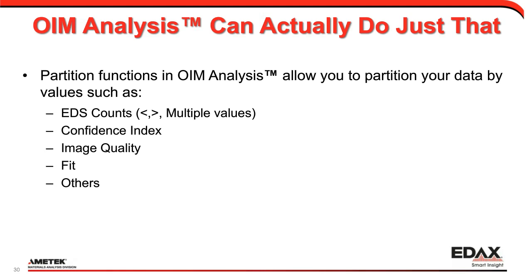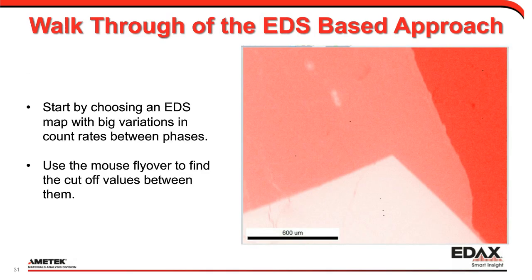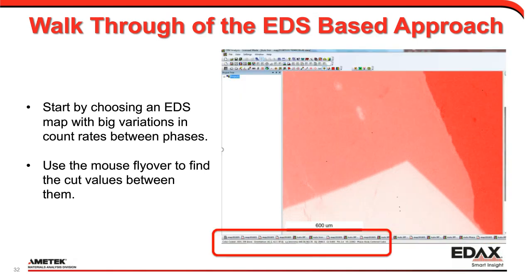So I'm going to walk us through how I do this on a geological sample I was playing with recently, which I think is a good example of this. So here is the EDS-based approach. Again, I'm using EDS data that I've collected at the same time. Looking at the sample, I can see that based on the EDS, I have 3 distinct phases. Now I can use my mouse and fly over these different areas to see what values I'm given, and figure out what my cutoffs are between the phases.